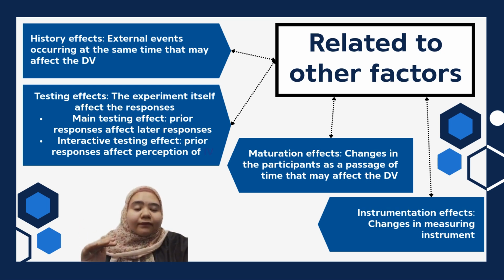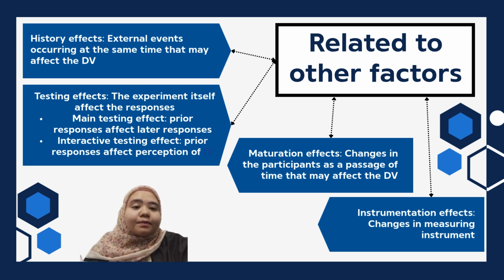Interactive testing effect: an earlier response might change how they see or react to the independent variable later on. Number 4, instrumentation effect. This refers to changes in the way measurements are taken. If the tool or method we use to measure data changes, it can change the result. So these external factors are tricky because they are often out of our control.